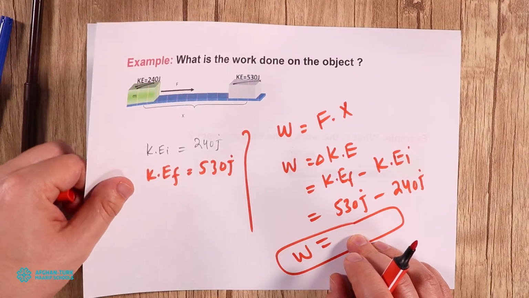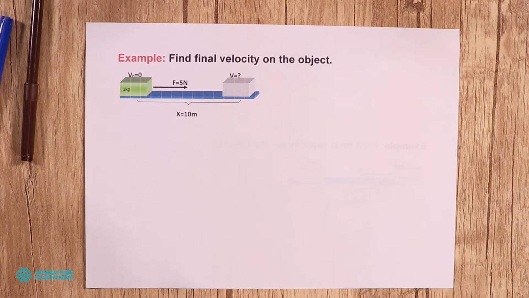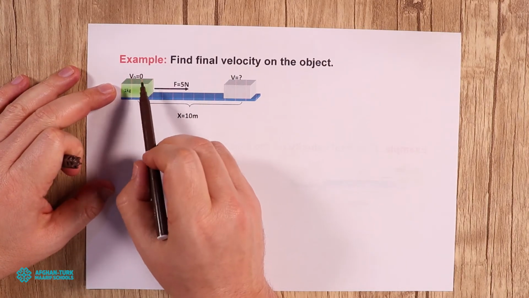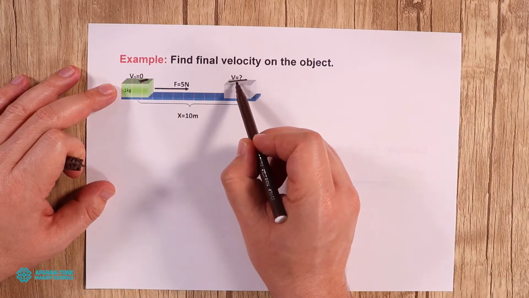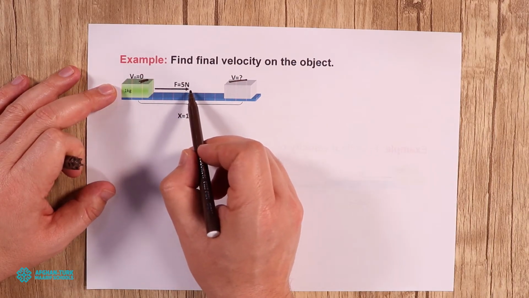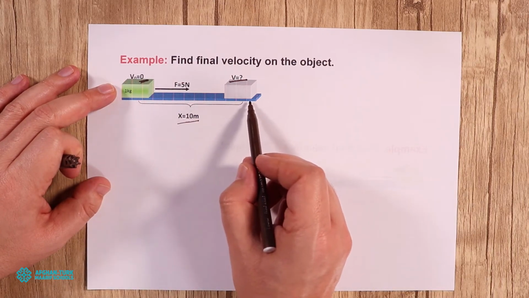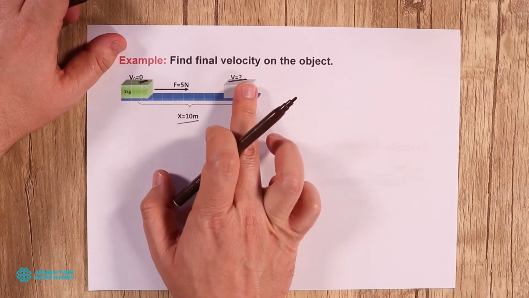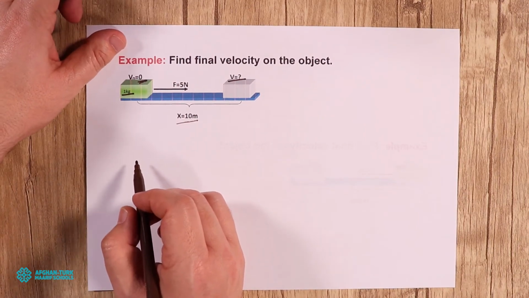Okay, let's move to the next page and try to solve another example. In this example, they ask for a 1 kilogram mass, the initial velocity is 0 meter per second, and the final velocity is unknown. The force applied is 5 Newton, and the displacement is also given, which is equal to 10 meter. Okay, how can we find the final velocity? It's very simple. Mass is also given, which is equal to 1 kilogram.